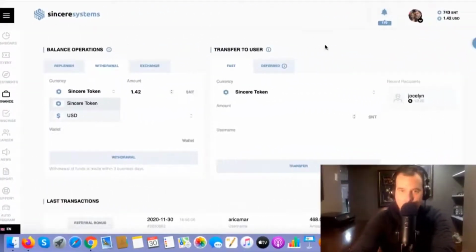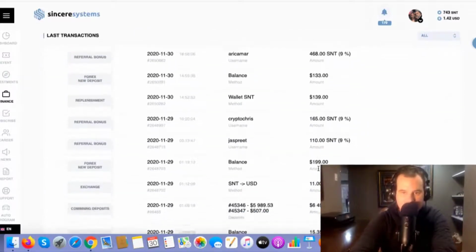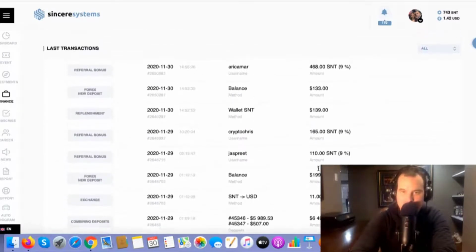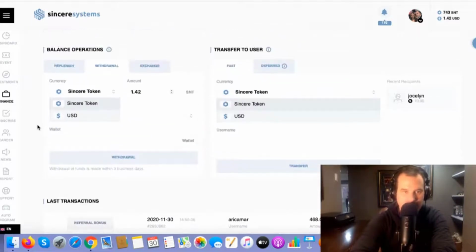The next thing I want to talk about really fast is you can send USD, you can send a token, to other members in the system. Like you can see here, I sent this guy $10. And down here's all your history of commissions and your funding. It's kind of the same thing as what the bot sends you, but it's just the last transactions history there.